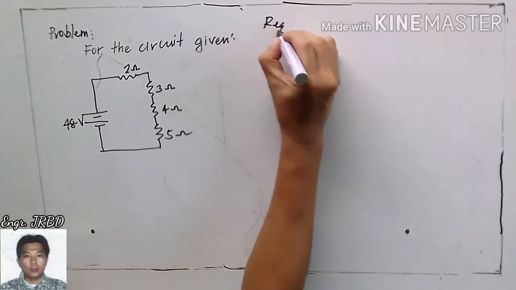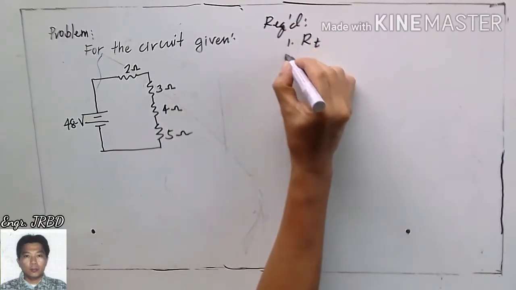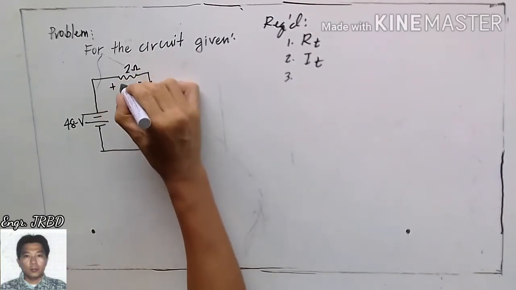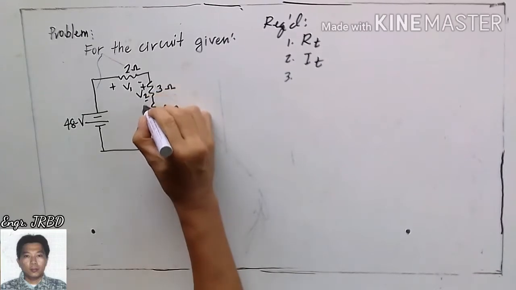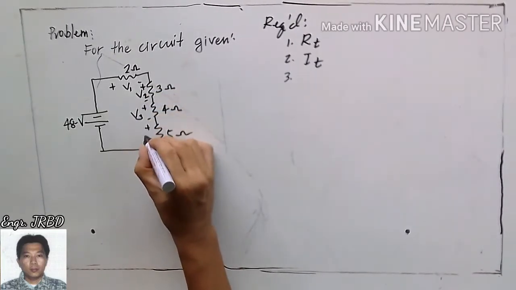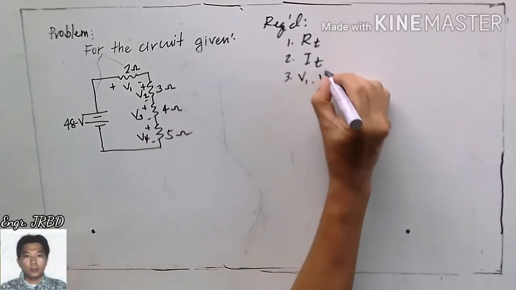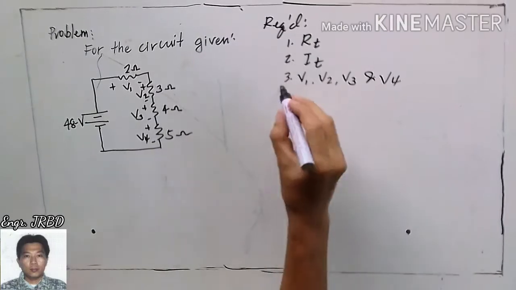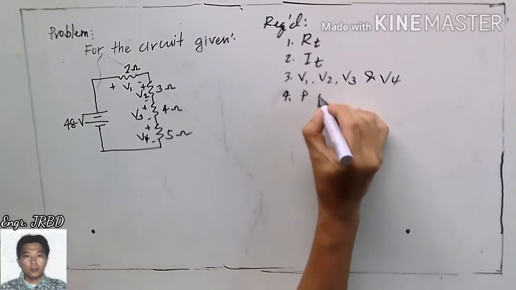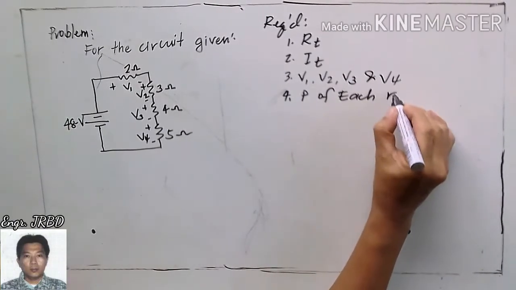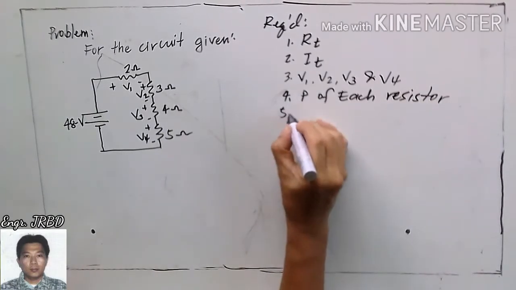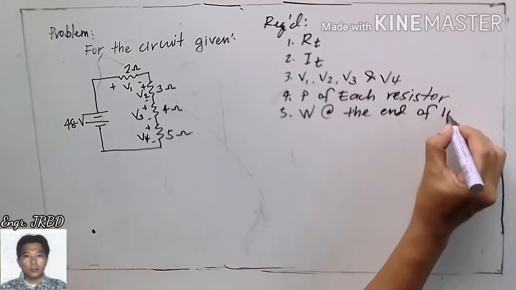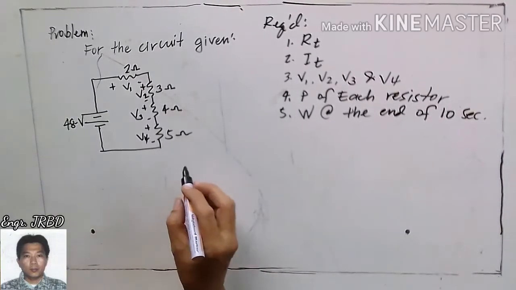Supposing that you are required to obtain your total resistance, total current, the voltages, number 5 and number 4, power of each resistive element, and number 5, energy at the end of 10 seconds. Okay, this is only a direct substitution.